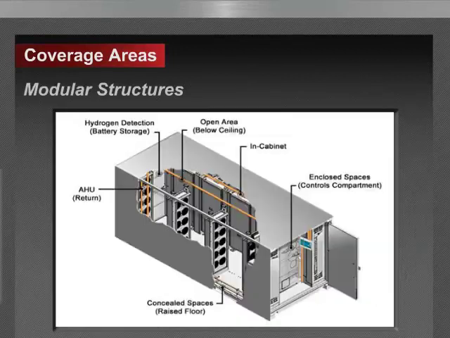In modular structures, consider placement of sampling points within concealed spaces housing combustibles, such as above false ceilings or below raised floors where present, within open areas below the ceiling, at the return side of air handling units, and within enclosures such as fully or partially enclosed server racks and or control compartments where present. Also consider monitoring the area for hydrogen off-gassing where battery storage is internal to the space.